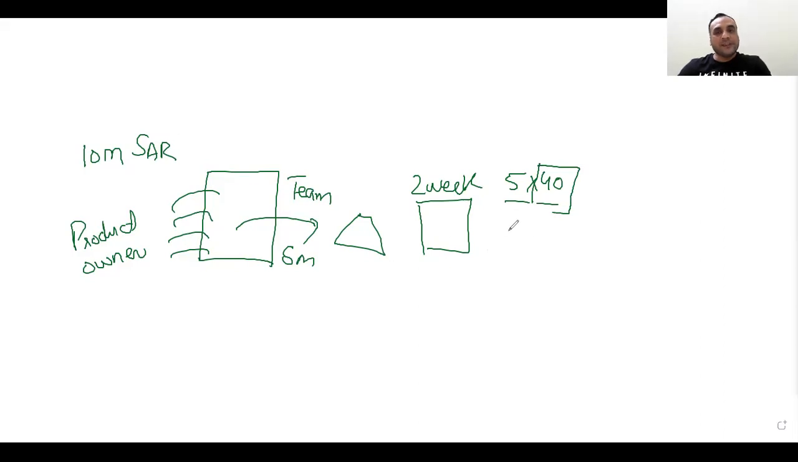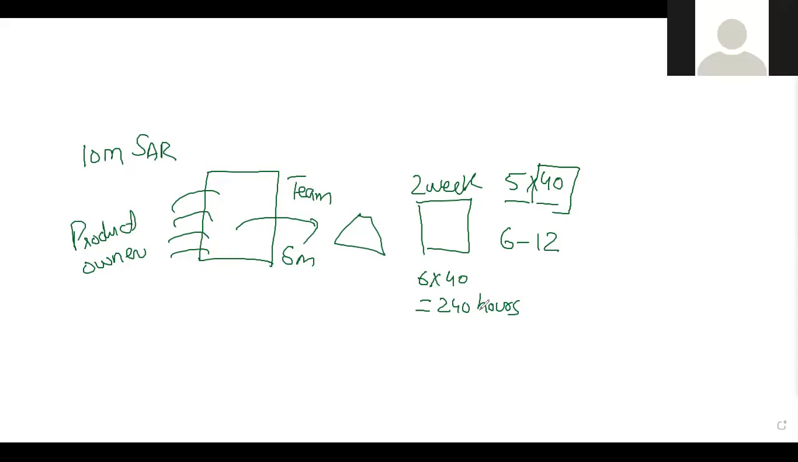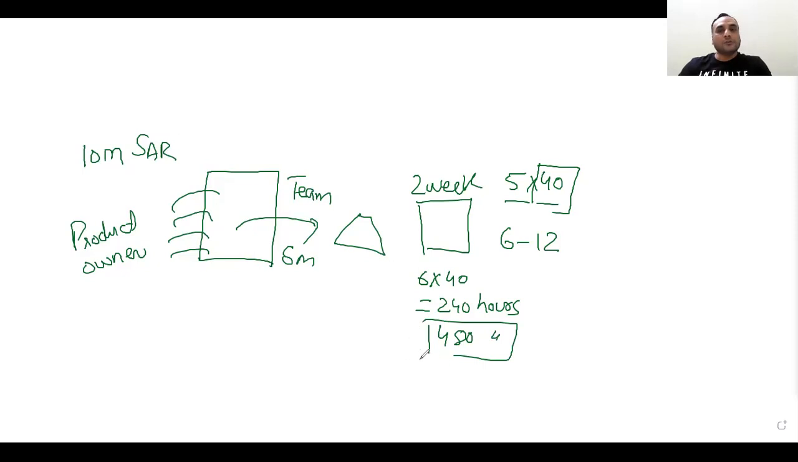Then we choose the team size also. The team size should be between 6 to 12 members. So for example, we are saying 2 weeks and 6 members. So 6 multiplied by 40, there will be 240 hours of work done. In 2 weeks, how much work will they do? 240 hours for 1 week, so 480 hours will be done in 2 weeks. So we will determine the cost of 480 hours.